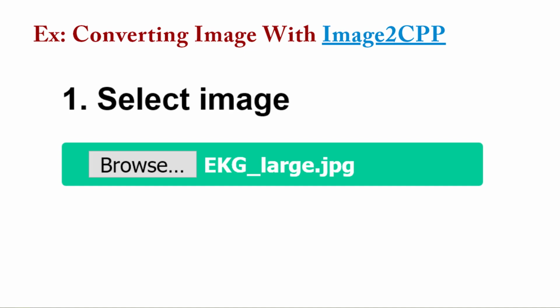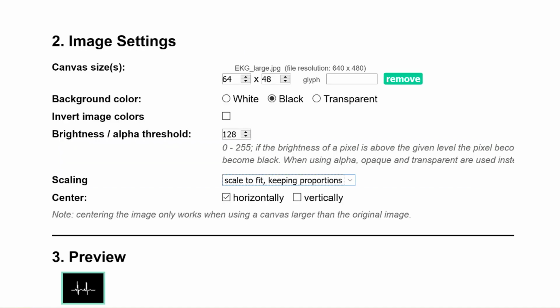So, how do we do it? Pretty easily. We simply go to this tool. There's a whole bunch of them. This one I found worked pretty well. Image to CPP. Load your picture. Once you have the picture loaded, you're going to specify the dimensions that you want, the output canvas size. You should always say 64 by 48 because that's what our screen is.